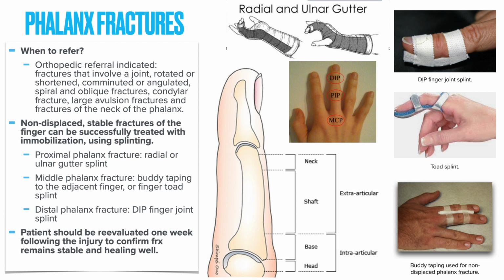The splint of choice depends on where the fracture is located on the phalanx, and they are listed here for you. For a proximal phalanx fracture, a radial or ulnar gutter splint is going to be the best option. For a middle phalanx fracture, buddy taping to the adjacent finger or using a finger-toe splint are appropriate choices. Finally, for a distal phalanx fracture, there's a DIP finger joint splint that's very easy to manufacture in the office and is perfect for those types of injuries. There are pictures there so you can see how those are placed.